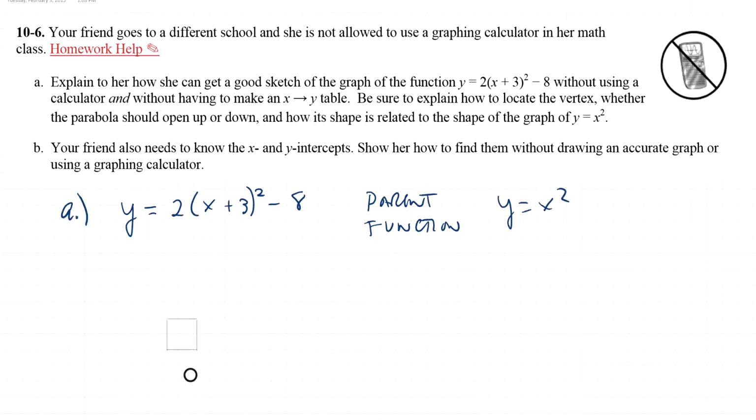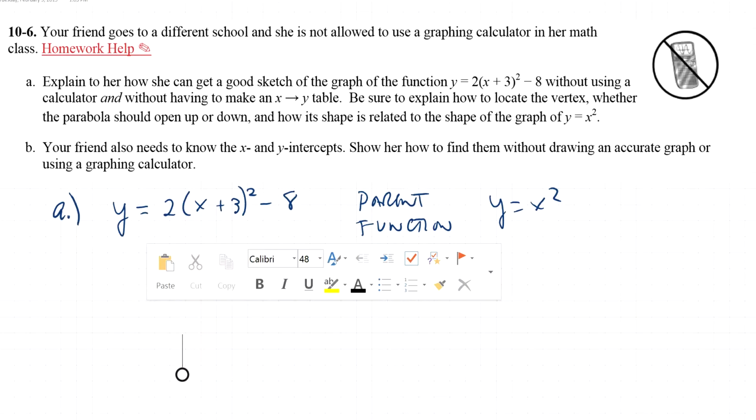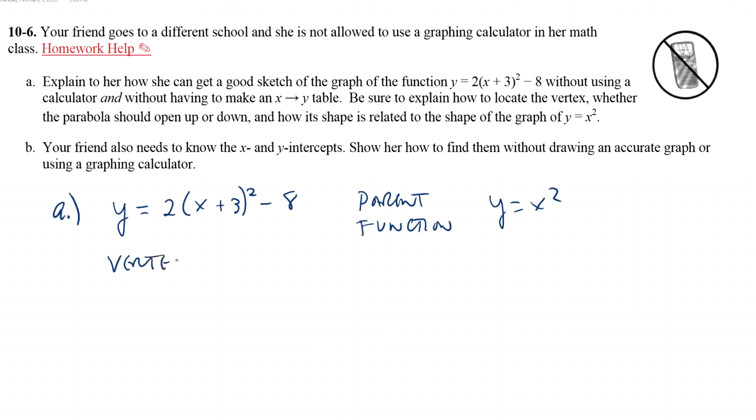So the first thing they ask us to do is to explain how to locate the vertex. Well, we know the vertex is going to be -3, -8. And our original equation is in graphing form or vertex form. So we know that the -3 is our x, and we know -8 is the y value for the vertex.